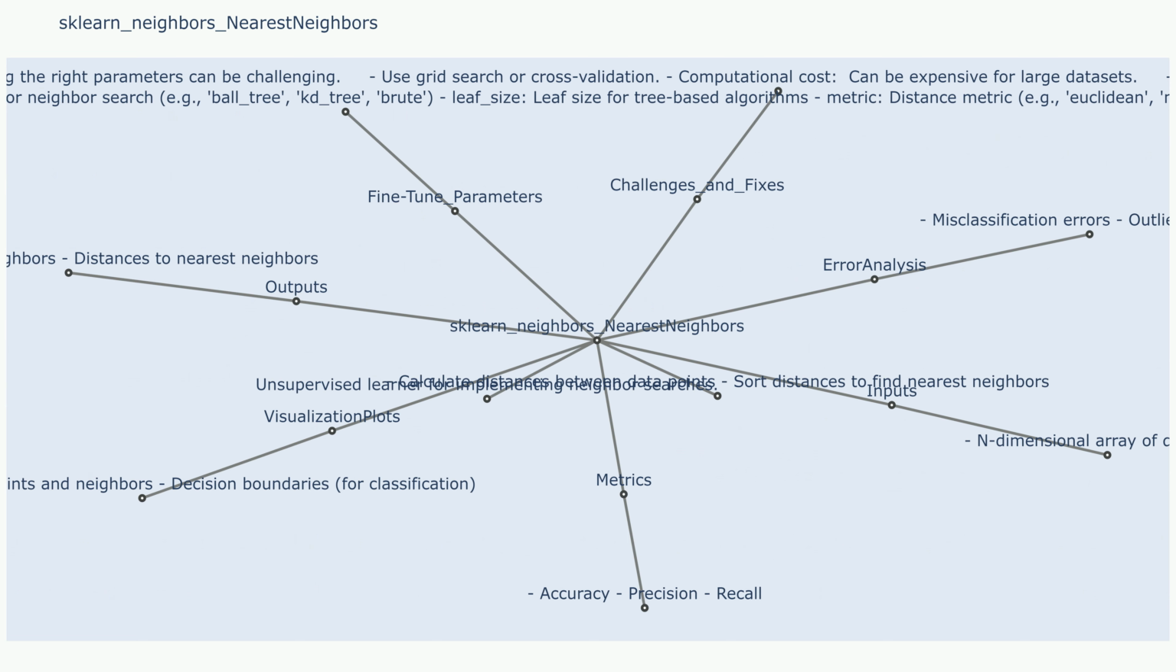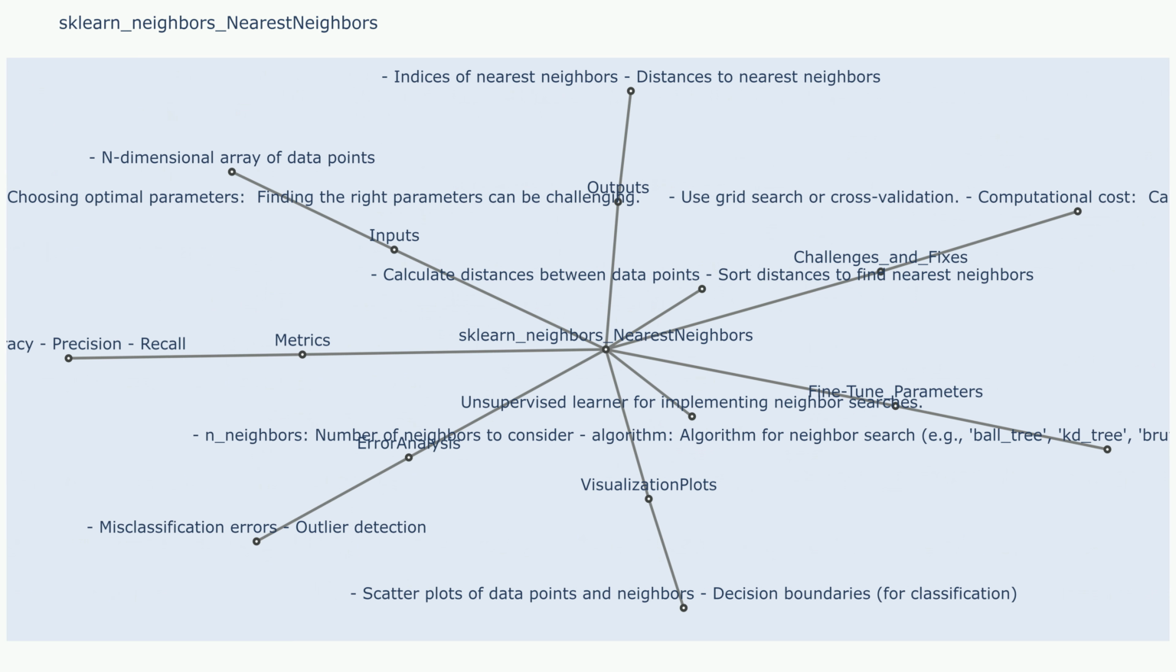Scatter plots. These plots can be used to visualize the data points and highlight the nearest neighbors. K-nearest neighbor graphs. These graphs connect each data point to its k-nearest neighbors, providing a visual representation of the neighborhood structure.